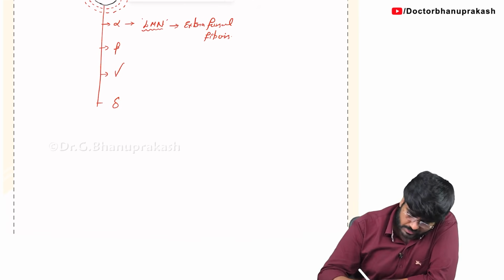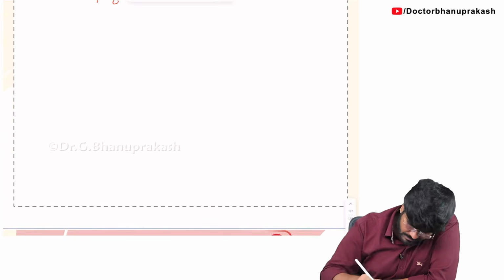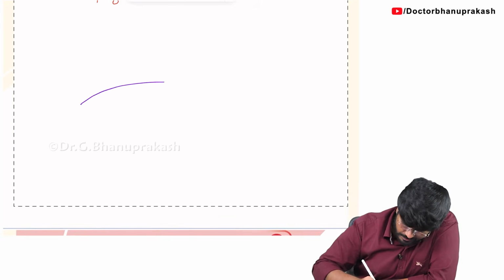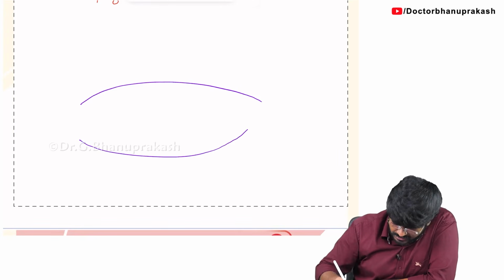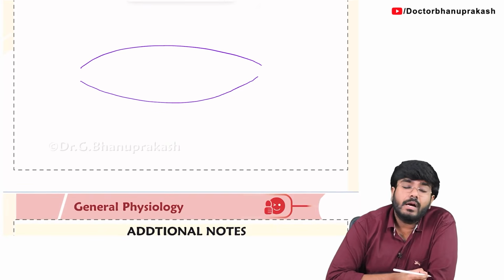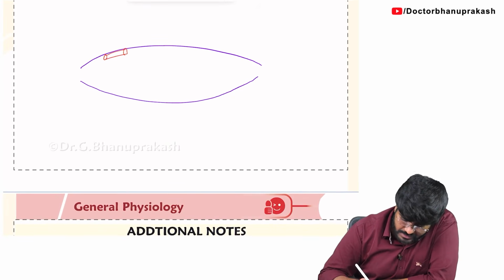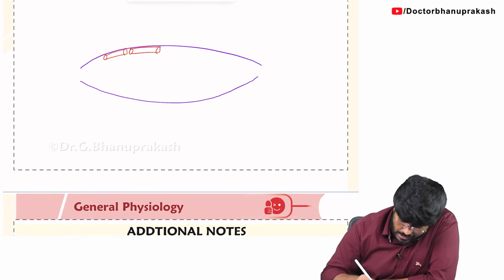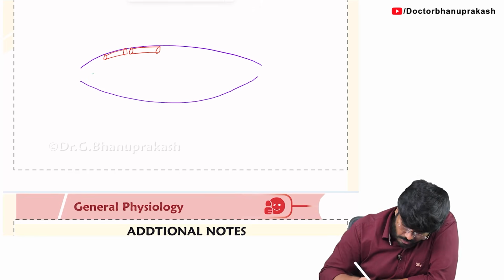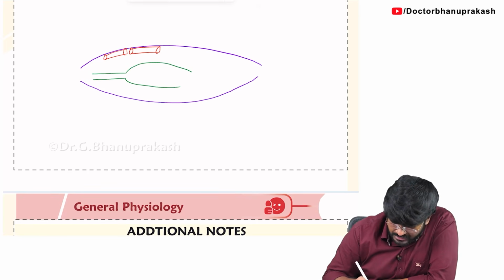Now you will have a doubt: Sir, what exactly are these extrafusal fibers? Let me give you the clarity. Guys, imagine this is your skeletal muscle. In a skeletal muscle, there are two types of fibers present. There are extrafusal fibers, which are nothing but the myocytes which contain actin and myosin, and there is also something called the intrafusal fiber. There is an apparatus called a muscle spindle. Here is a muscle spindle.